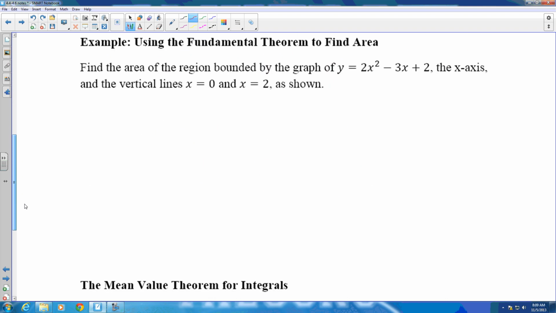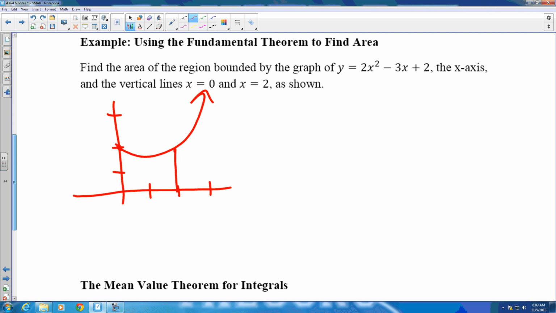Find the area of the region bounded by the graph of 2x squared minus 3x plus 2, the x-axis, and the vertical lines x equals 0 and 2. The only thing that means is that 0 and 2 are your limits. So let's do a rough sketch of this here. We only care about 0 to 2. Alright, that's roughly what it looks like. The important thing is to do the math correctly.